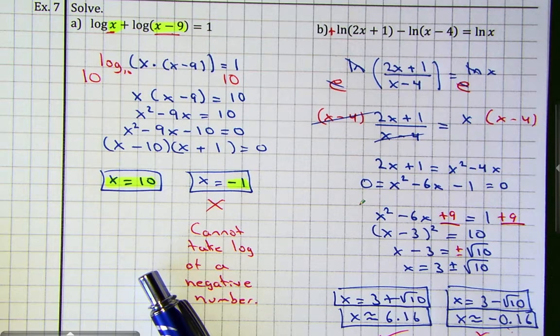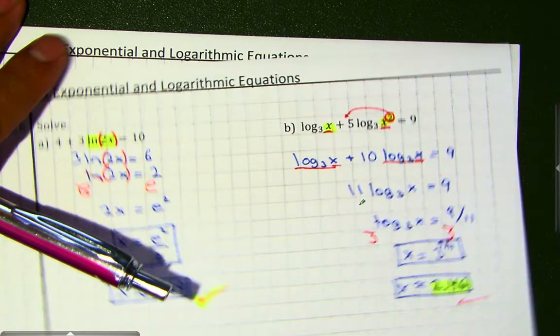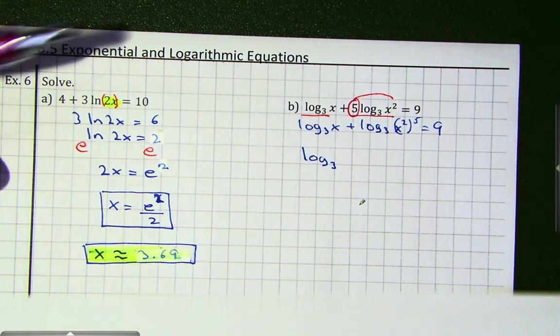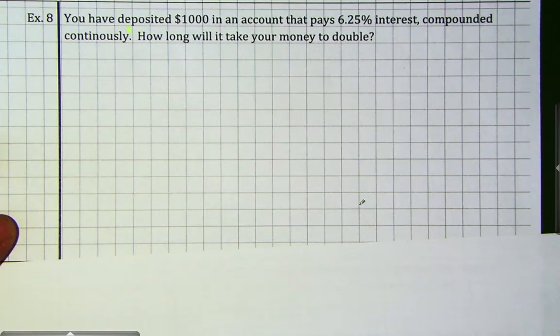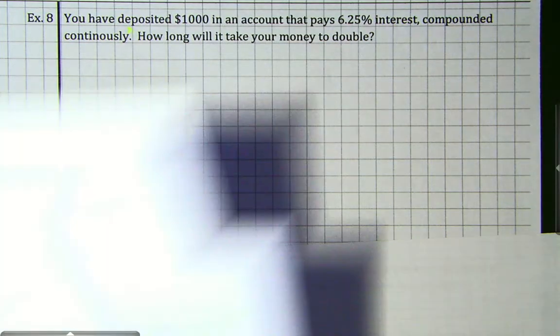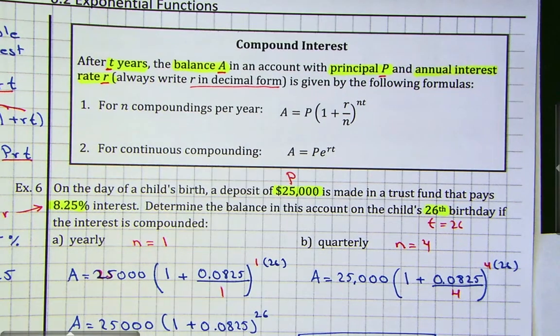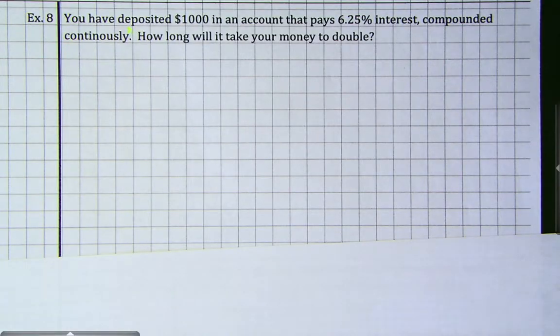Example number 8. So we'll take the time to copy it down. We saw something similar to this problem when we did compound interest. So take the time to copy it down, but now we are able to solve it. Before, we were not able to solve. Now we are able to solve this. We have those tools now.